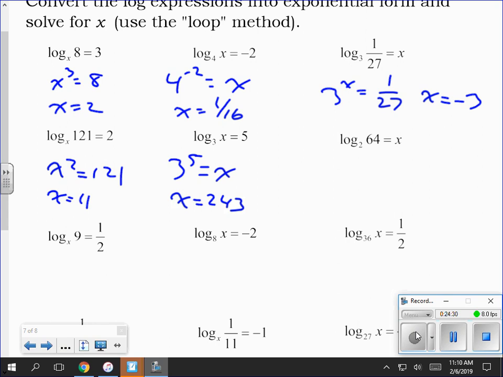So this one is 2 to the x is equal to 64. 2 to what power? So 2, 4, 8, 16, 32, 64, 2 to the 6th. That's how I get my powers of 2. Start with 2 to the first, 2, and then double it each time. Get 64. So x equals 6.